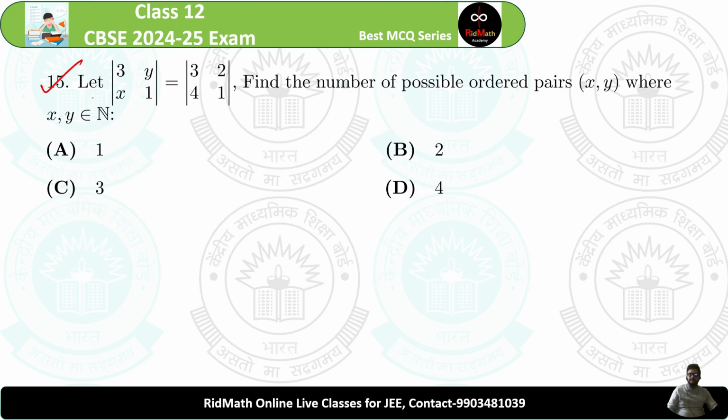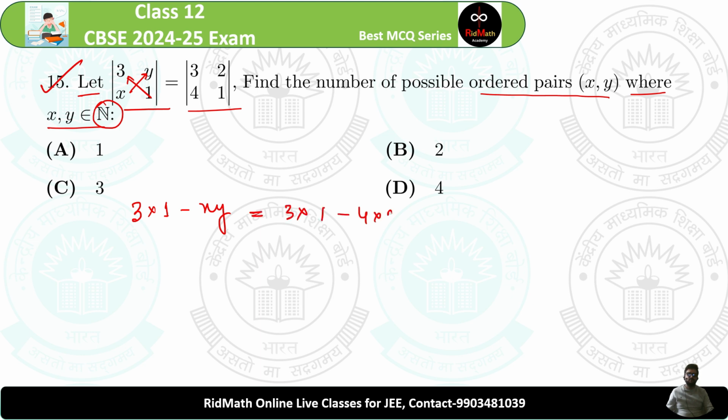Problem number 15. Let this determinant and this determinant be equal. Find the number of possible ordered pairs x comma y where x, y belong to natural numbers. So we have to find x, y from the natural numbers. For this, these two determinants are equal. For two-order determinants, we know that cross multiplication is done. That means 3 into 1 minus x into y is equal to 3 into 1 minus 4 into 2. So minus xy equal to minus 8, and xy equal to 8.